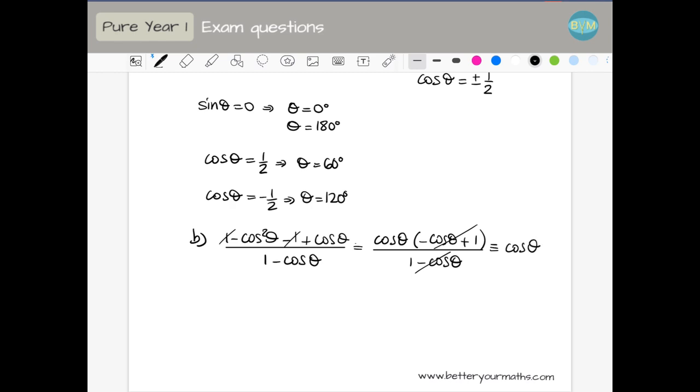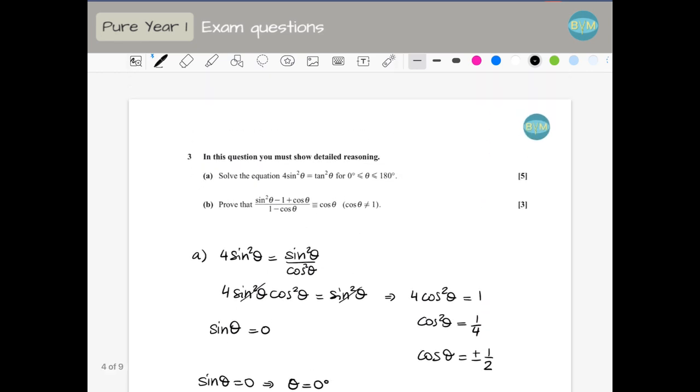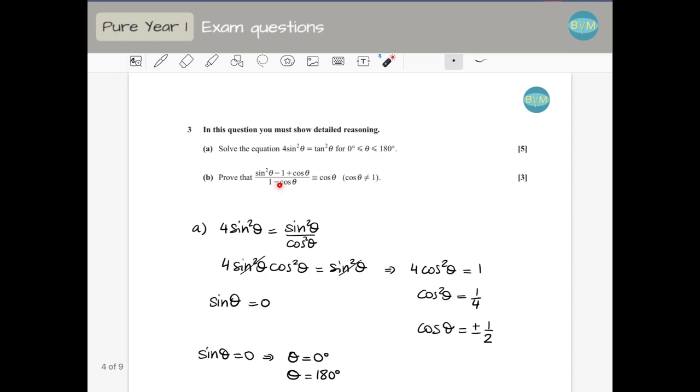This is an identity, so we should write the 3 lines. And that's all with this question. Sometimes the identities are more difficult to prove. This one was quite easy.